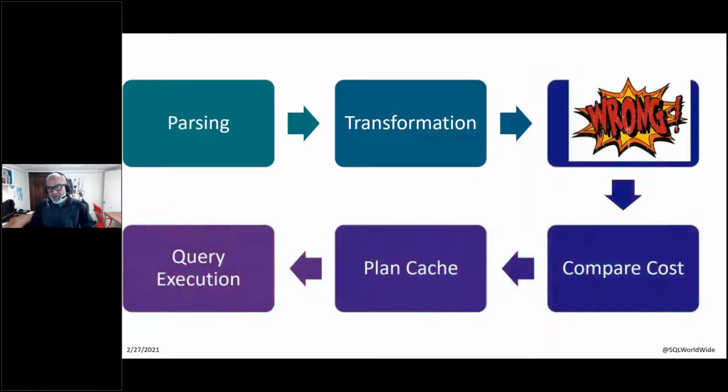Parameter sniffing can be a reason. And there are out of model queries that we'll talk about, and that's one of the main reasons that Microsoft came up with intelligent query processing, like table valued functions, table variables, and XQueries.